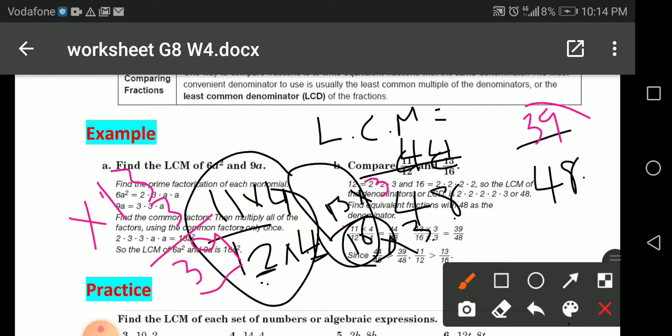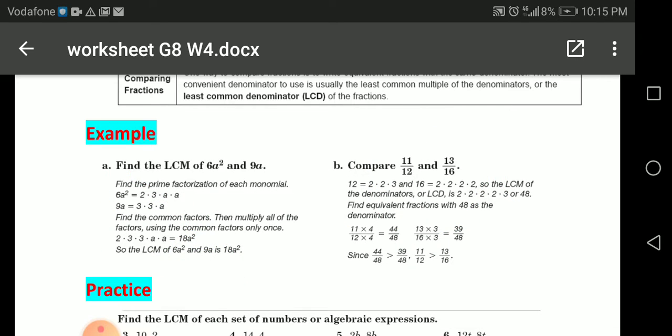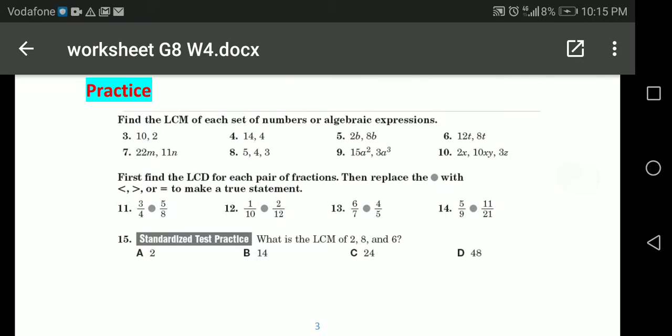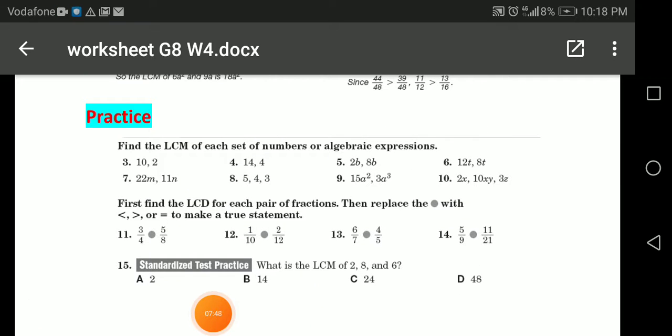Okay, guys, I have 39 over 48, and the other one is 44 over 48. Which is greater? The first one, 44 over 48. Okay, guys, easy, and this was the answer as you see here. Let's practice here.